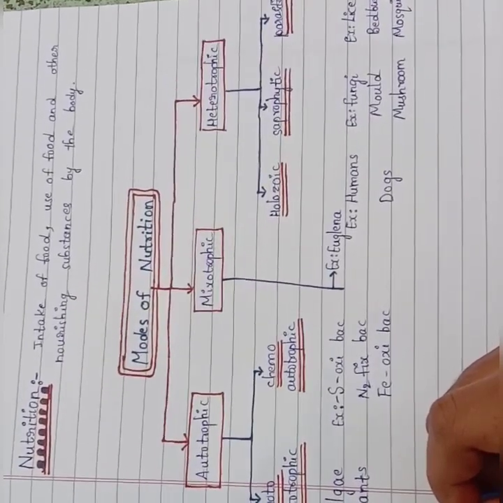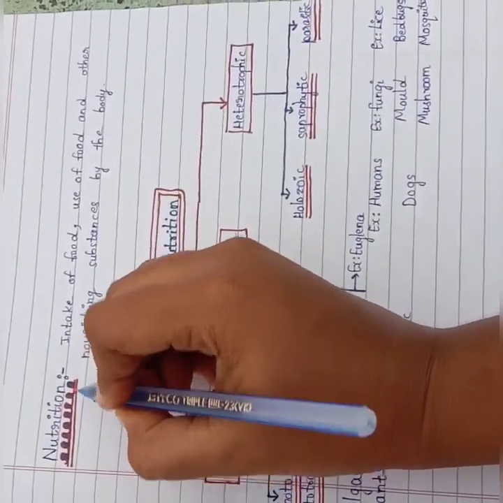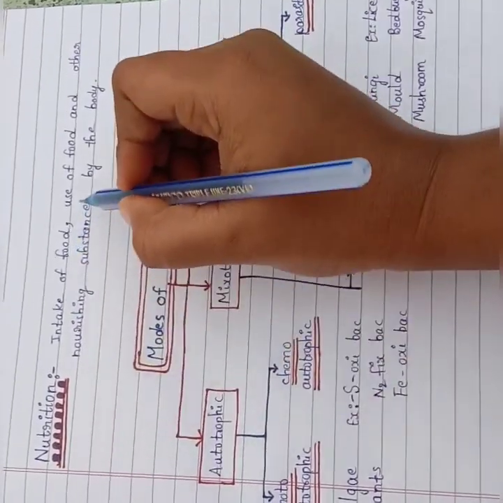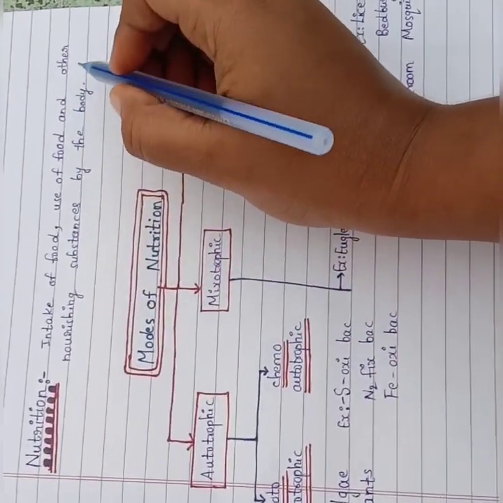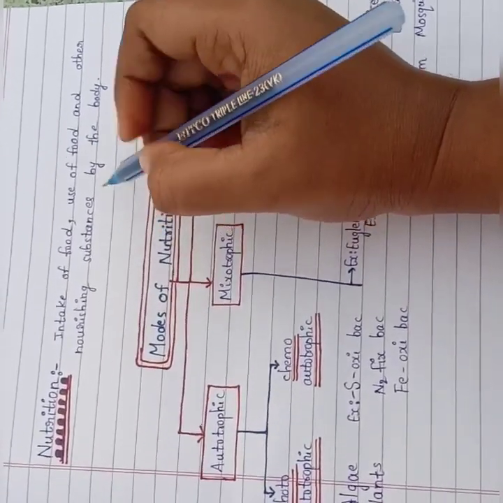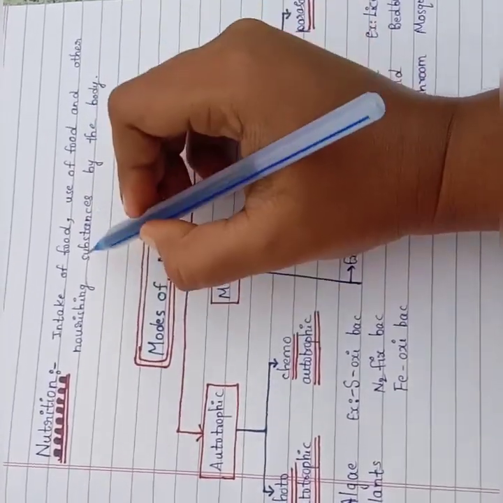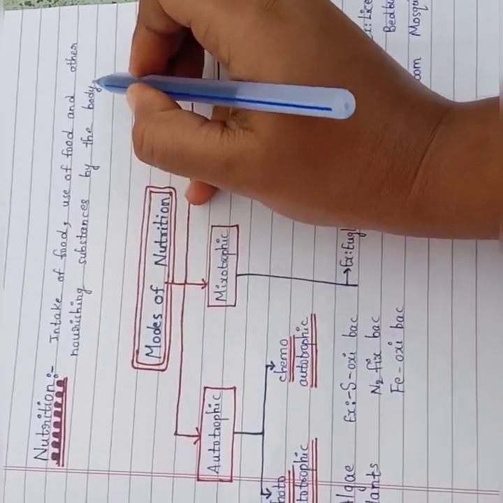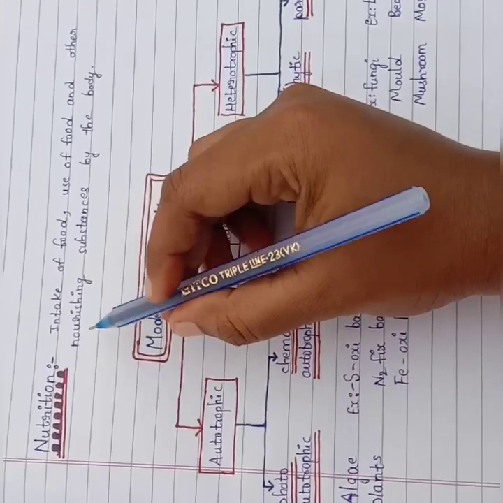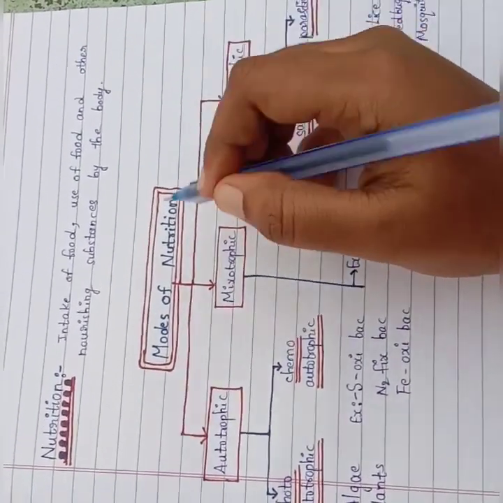First of all, let us know what is nutrition. Nutrition is the process of intake of food and use of that food and other nourishing substances by the body. Nutrition can be classified into three major types.